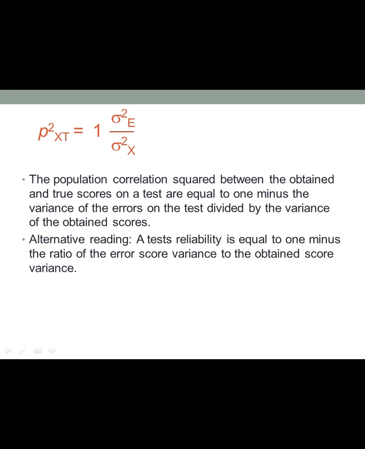Here, I think we have lost a minus sign, but it's the population squared correlation between the obtained and the true scores on the test, equal to 1 minus the variance of the error scores on the test divided by the variance of the obtained scores. Or put another way, a test's reliability is equal to 1 minus the ratio of the error score variance to the obtained score variance. And that test's there should be possessive. It should be apostrophe s.